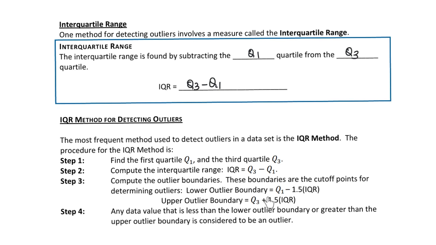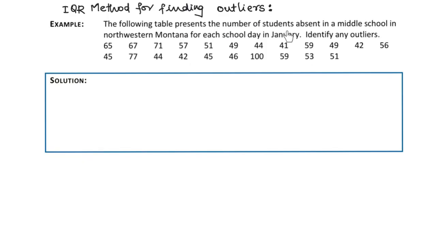So, the lower boundary will be Q1 minus 1.5 times the interquartile range and the upper outlier boundary will be Q3 plus 1.5 times the interquartile range. Any data value that is less than the lower outlier boundary or greater than the upper boundary is considered to be an outlier. Let us look at an example. In this example, we need to identify the outliers.